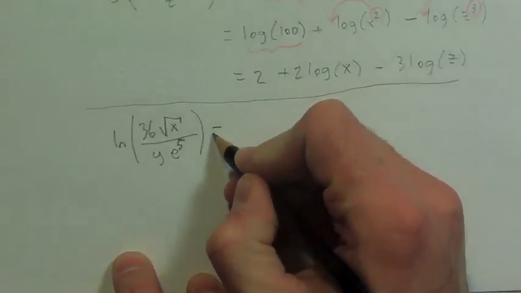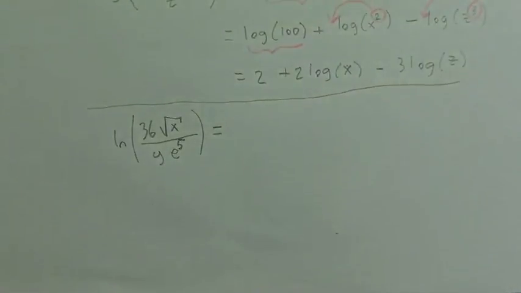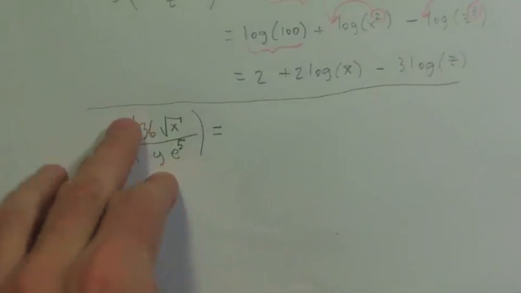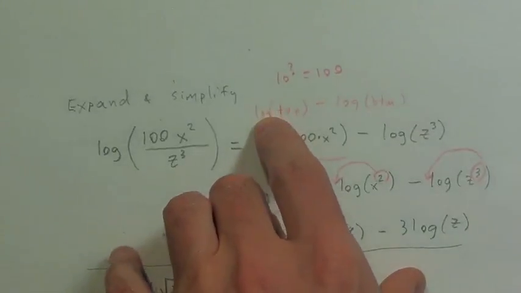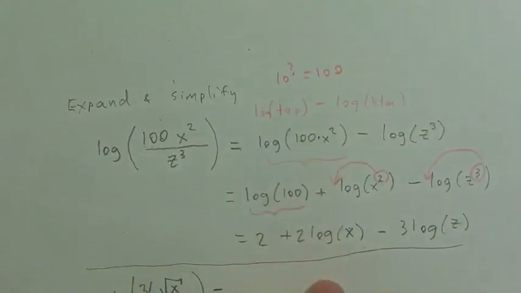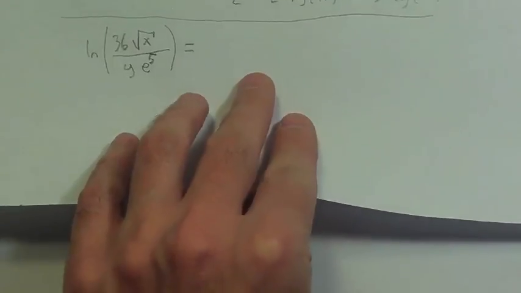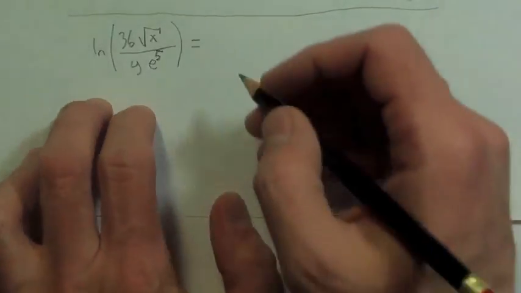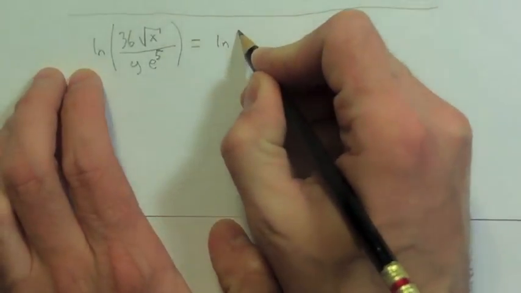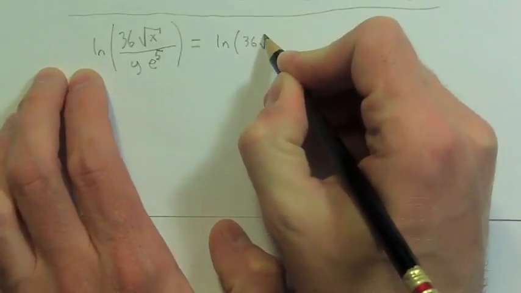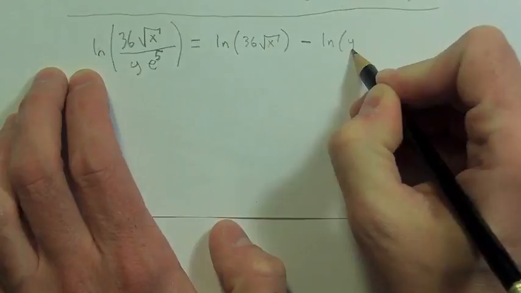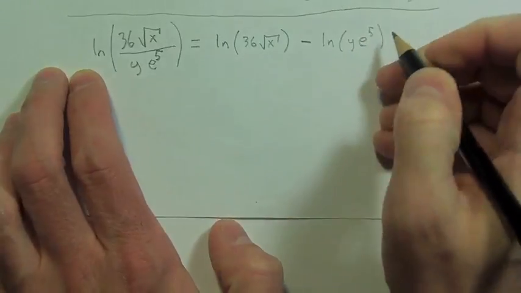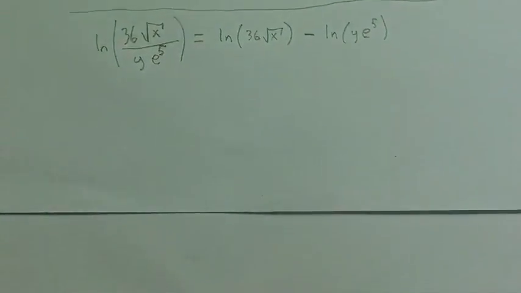I'm going to start, and this isn't the only way to do this, but I think it's the nicest way to do it, is to split up the fraction first. Get rid of the fraction. You always want to get rid of the fraction first. And that'll be the log of the top minus the log of the bottom. Just make sure you keep the base right. So I have natural log of the top minus the natural log of the bottom.